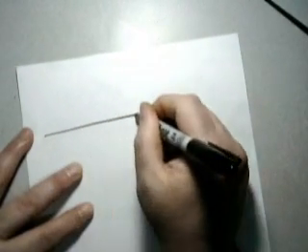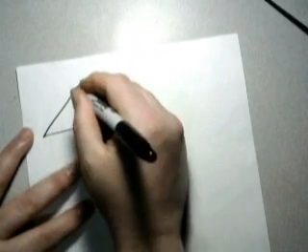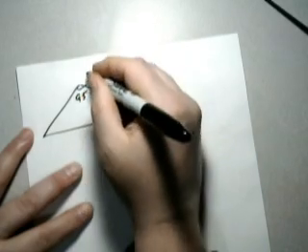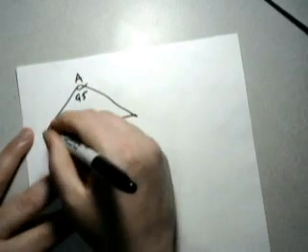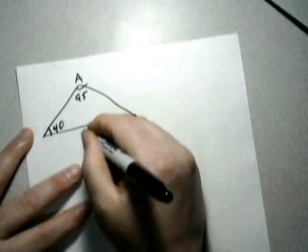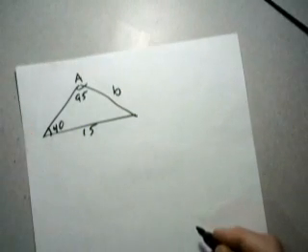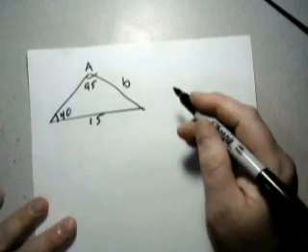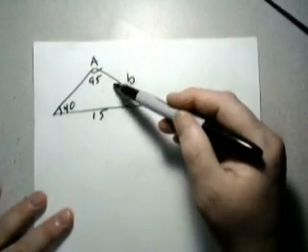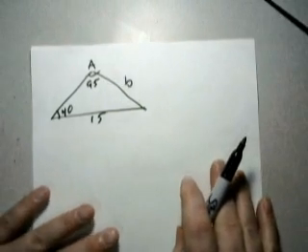All right, so let's look at number 23. That's 95. We'll call that A. This angle is 40. This side is 15. And B is what we're looking for. So I have this angle and its opposite side, so I can use the law of sines here.